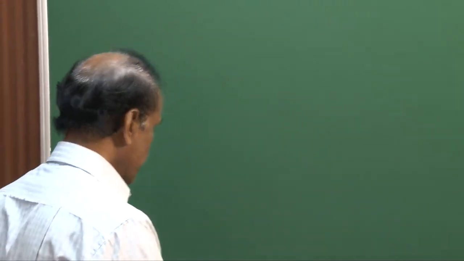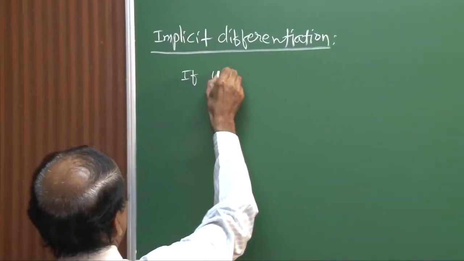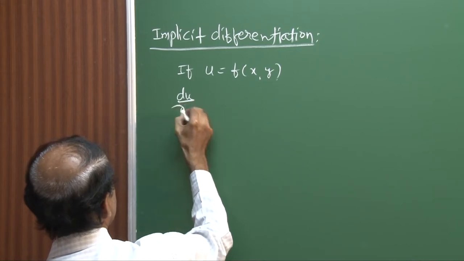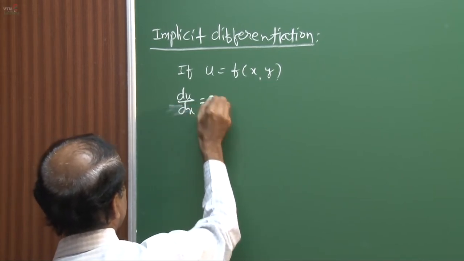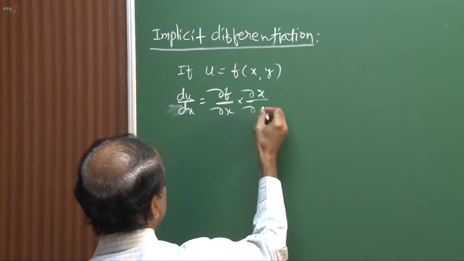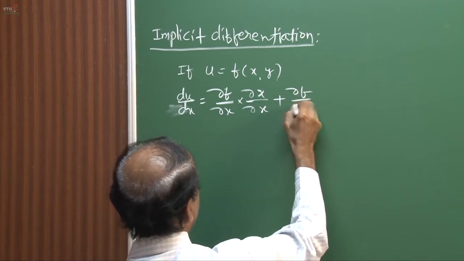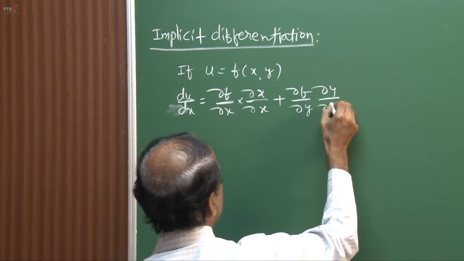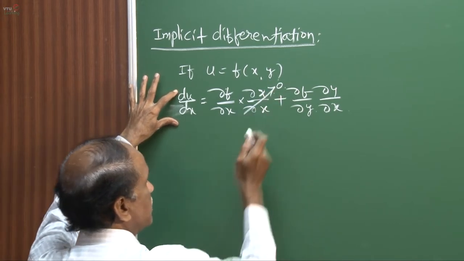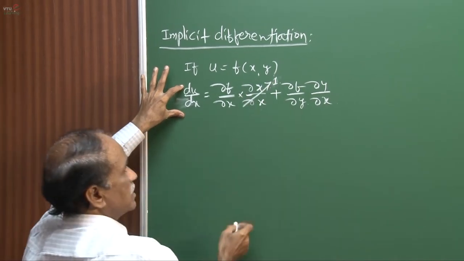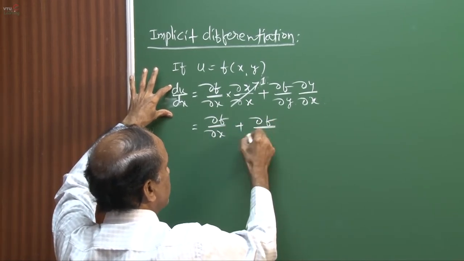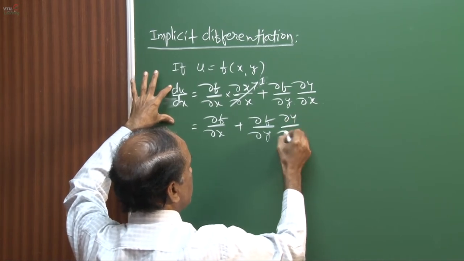For example, if u is equal to f of x comma y, then you can write du by dx is equal to del f divided by del x into del x by del x plus del f divided by del y into del y by del x. From this you can make out x with respect to x is 1, and finally we are left with del f by del x plus del f by del y into del y by del x.